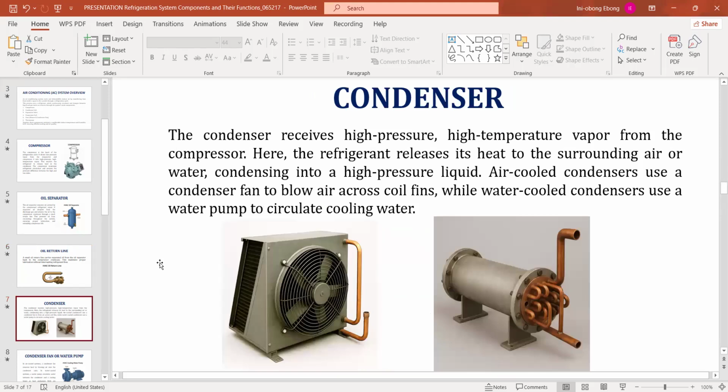And that takes us to your condenser. A condenser receives high pressure, high temperature vapor from the compressor. So what the system does is that the compressor compresses the refrigerant to a high pressure and high temperature, then delivers it to your condenser. Here the refrigerant releases its heat to the surrounding air or water, condensing into a high pressure liquid. Air cooled condensers use a condenser fan to blow air across the coil, while water cooled condensers use a water pump to circulate the cooling water. This depends on the system.